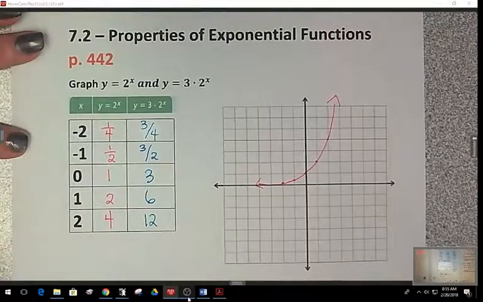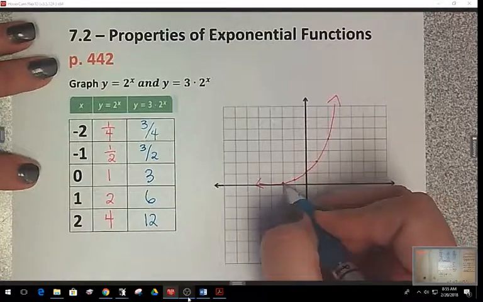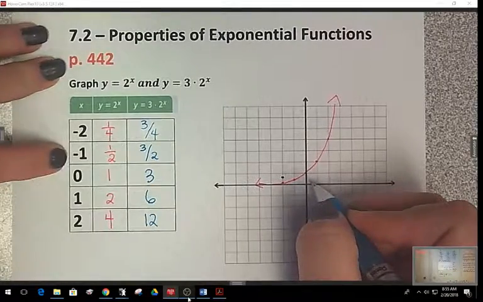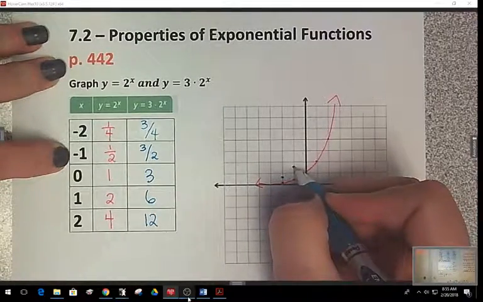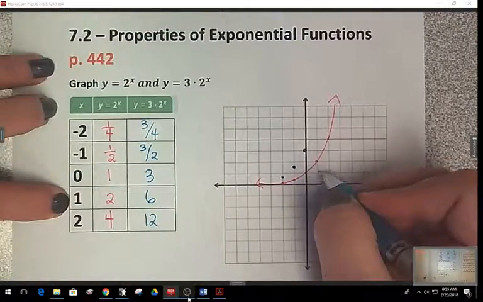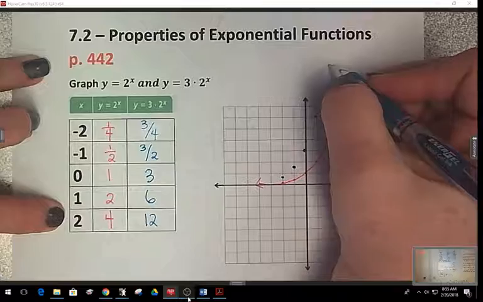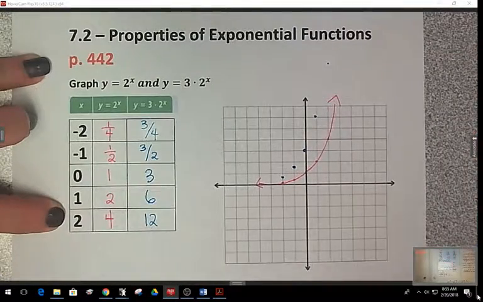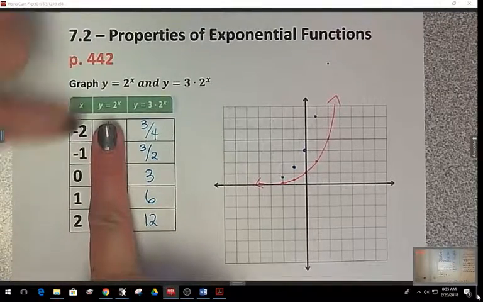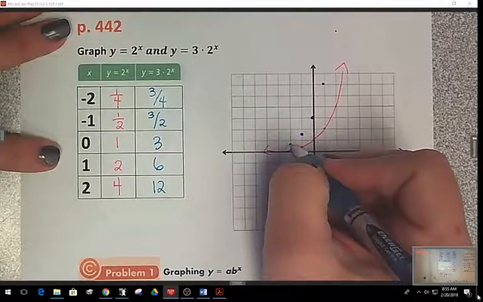Now my graph isn't quite big enough to put all of those points, but we're going to put as many as we can. So if I go (-2, 3/4), (-1, 3/2), (0, 3), (1, 6), and then (2, 12) is the one that I don't have room for. It'll be way up here somewhere. Okay, and notice when I did that, I ignored this middle column and just graphed this x with these y values. Okay, so now let's sketch that in.